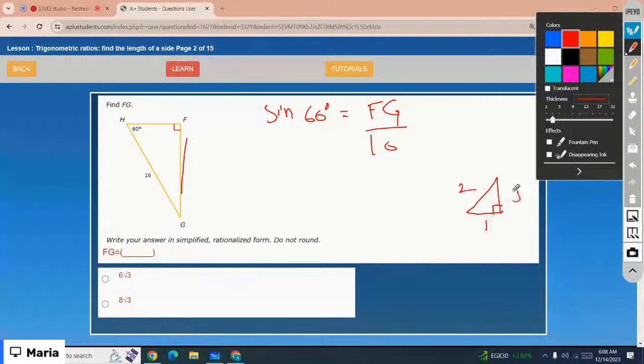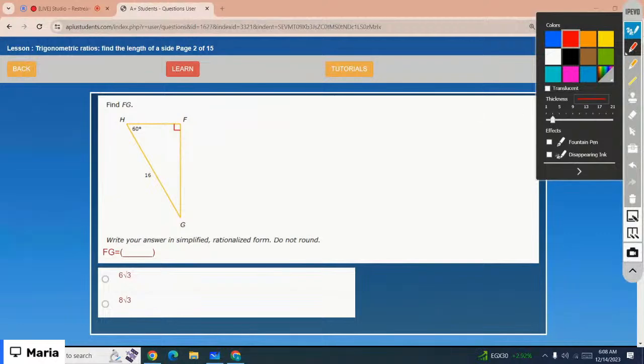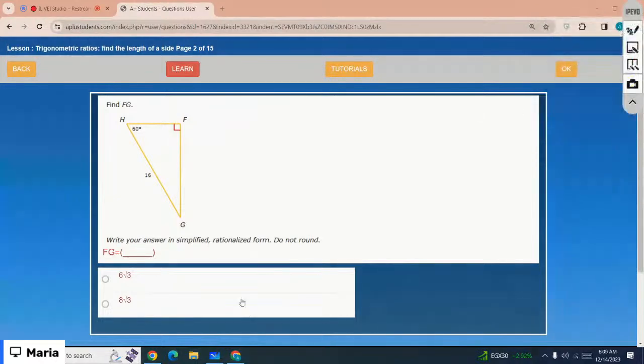That would be 1, 2, and square root 3. So sine 60 is square root 3 over 2 equals FG over 16. So FG equals 16 square root 3 over 2, that is 8 square root 3. FG is 8 square root 3, so the correct option is 8 square root 3. Just select the correct option and then click on the OK button.